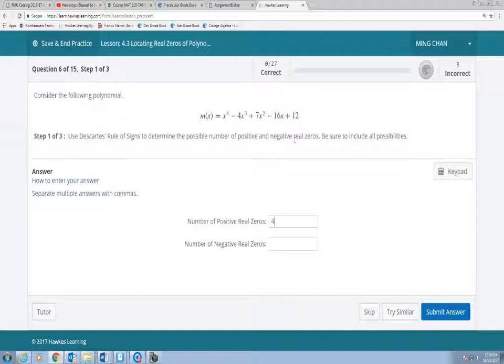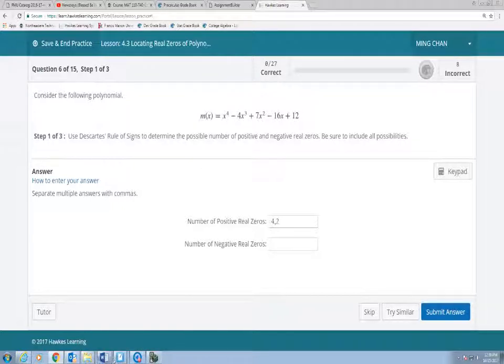So I got 4. Separate multiple answers with commas, so I can have 4 positive real zeros, or I can have 2 of them, because the even integer below 4 is a 2. So 4 minus 2 is another 2. Okay. Alright, let's count the negative one.